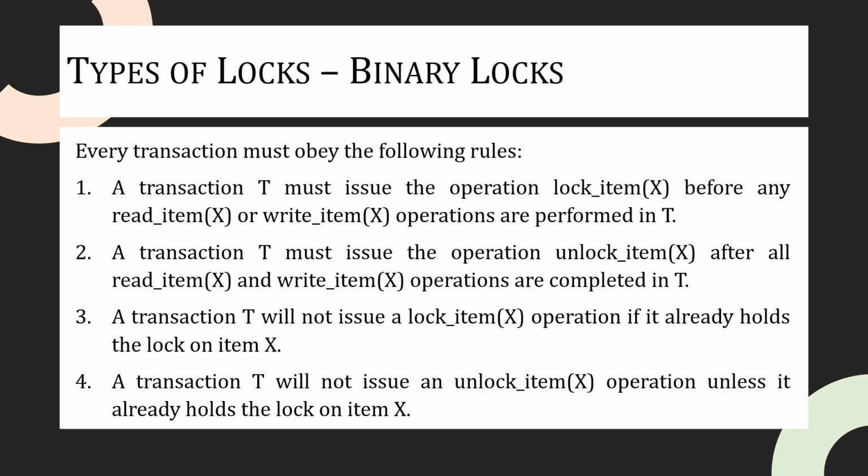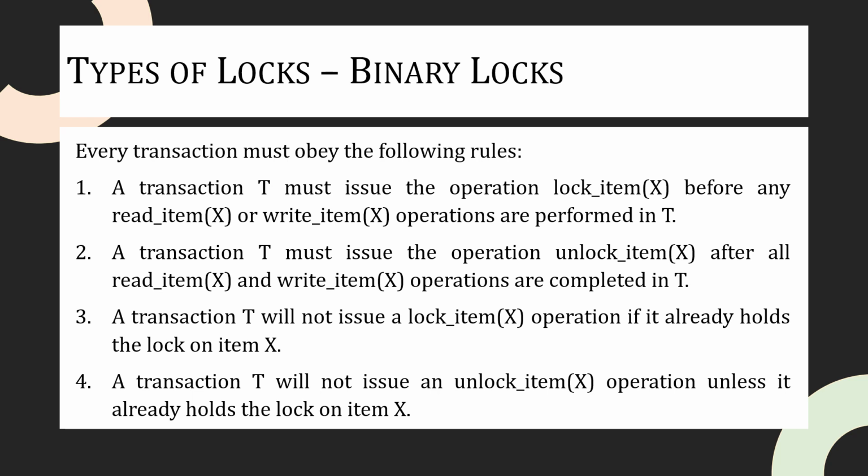In binary locking, every transaction must obey some rules. Let us look into that. The first rule is that a transaction T must issue the lock item of X operation before any read or write operations on X in T. So it must issue the lock item of X operation before any read item of X or write item of X operations in T. That's the first step.